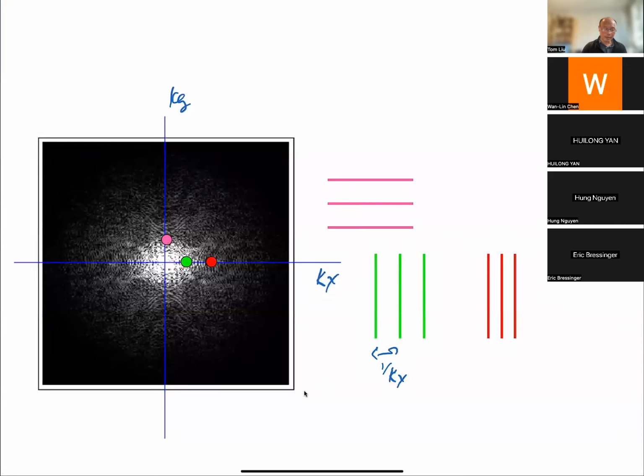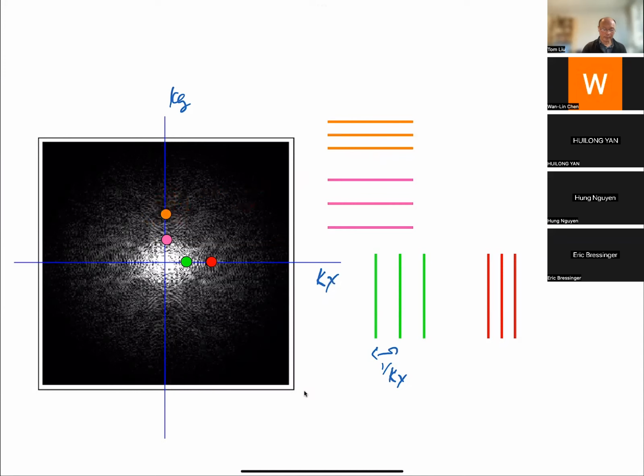If I move along the other axis and I go here, now I'm along this axis where kx equals 0. So this corresponds to an image that only has variation along the y direction with some wavelength. And if I go further out, I still only have variation along the y direction, and now the wavelength is just smaller because I've gone out to a higher frequency.